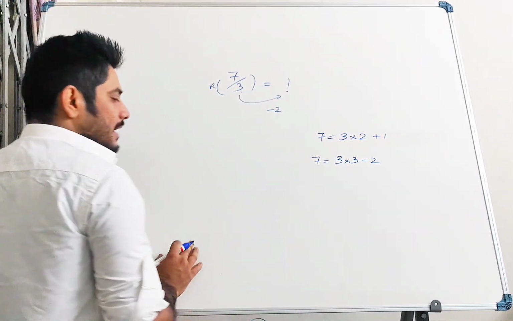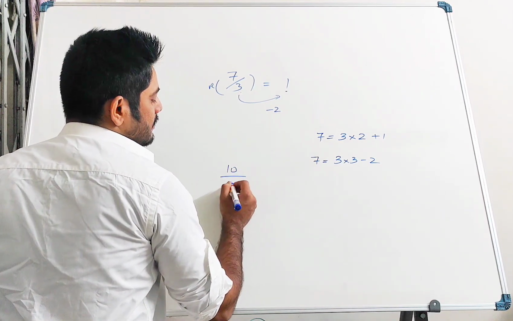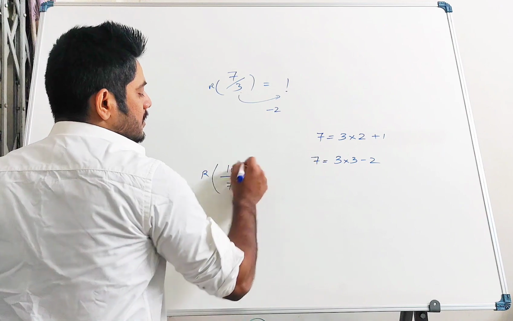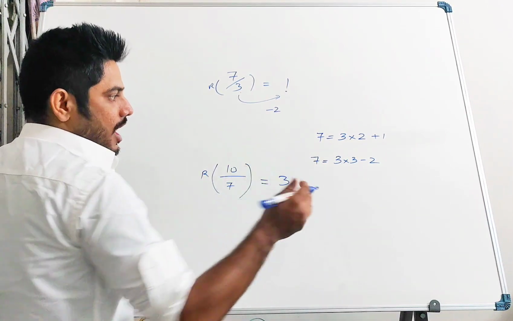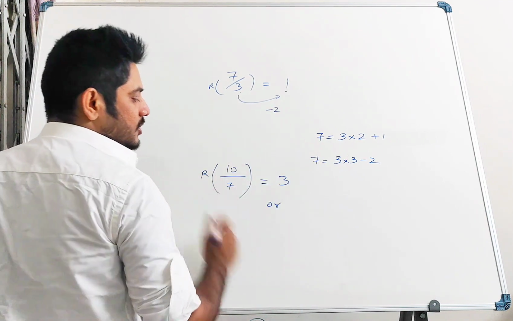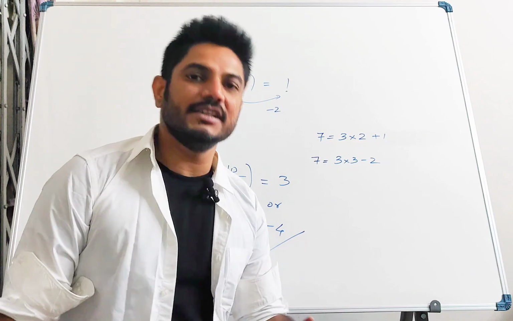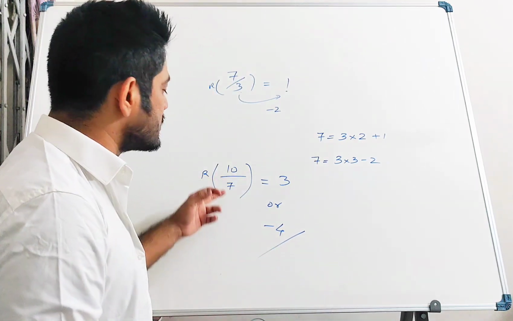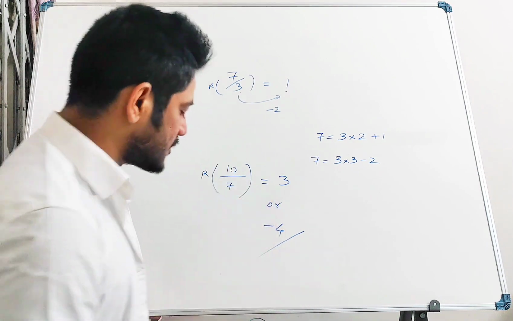So let's do another example. 10 divided by 7. What is the remainder? The standard answer would be 3. Or, now we know negative remainders and how they work, so the answer has to be minus 4. Right? So the remainder is either 3 or minus 4 when 10 is divided by 7. This is very useful. Keep this in mind and then we will proceed.